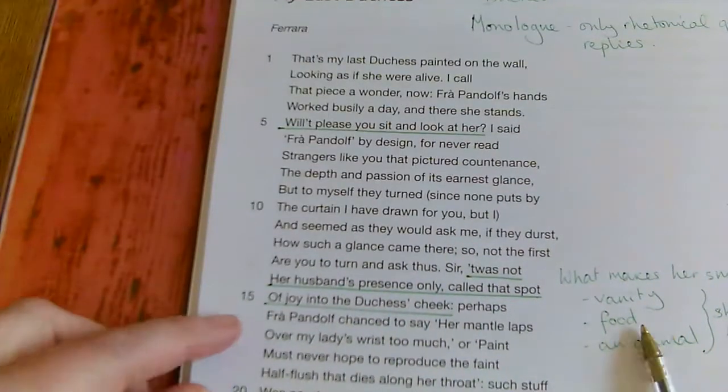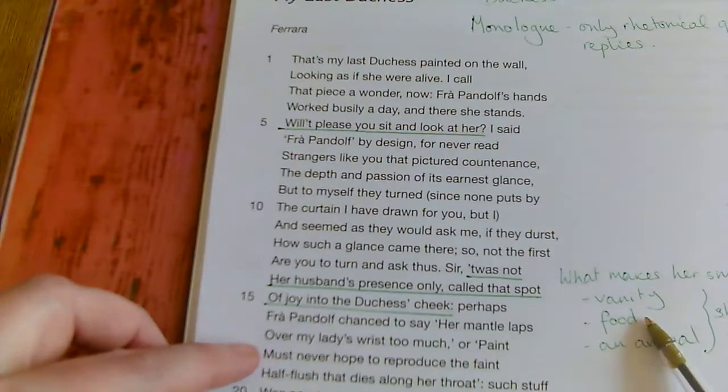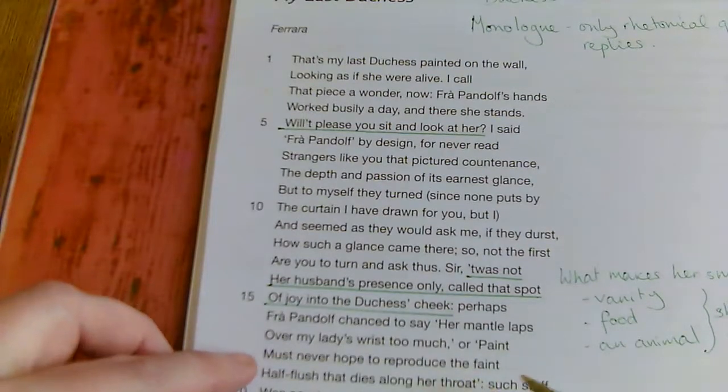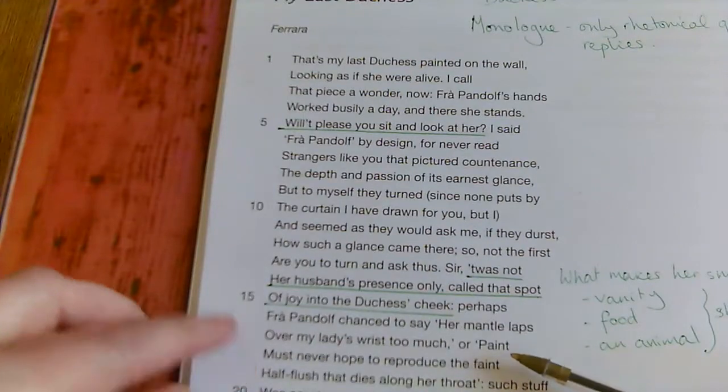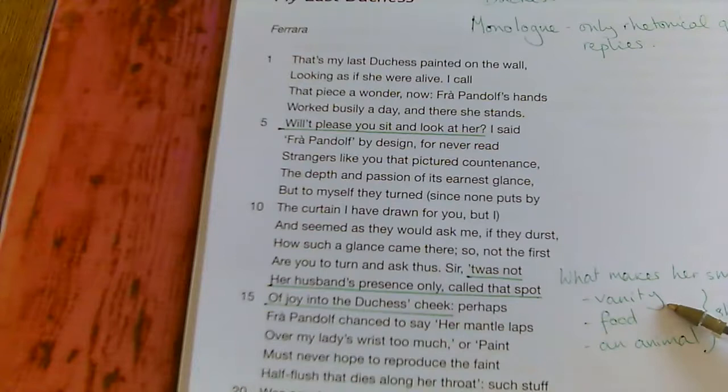First of all, Browning has said that the Duke blames it on vanity because Frà Pandolf said that her mantle laps over my lady's wrist too much, suggesting that she's got pretty wrists. So she's blushed because she's vain. She liked the fact that somebody was complimenting her. I imagine that the Duke didn't compliment her very much at all.